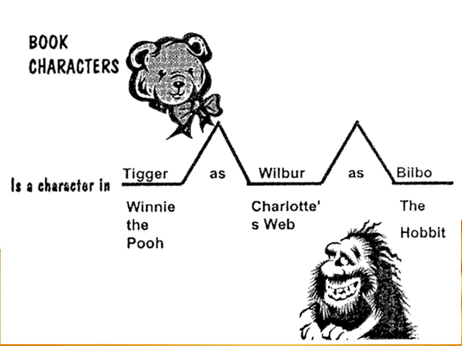This one is kind of a humorous one. It shows book characters. The relating factor is "a character in." Tigger is a character in Winnie the Pooh, such as Wilbur is a character in Charlotte's Web, and Bilbo is a character in The Hobbit.